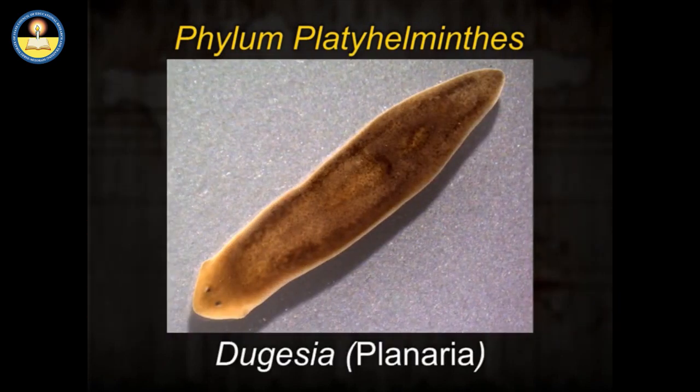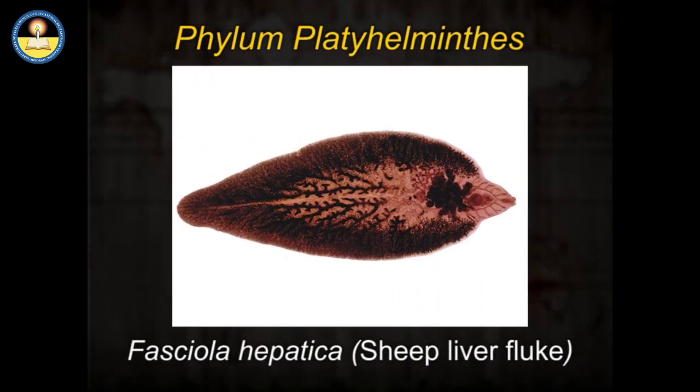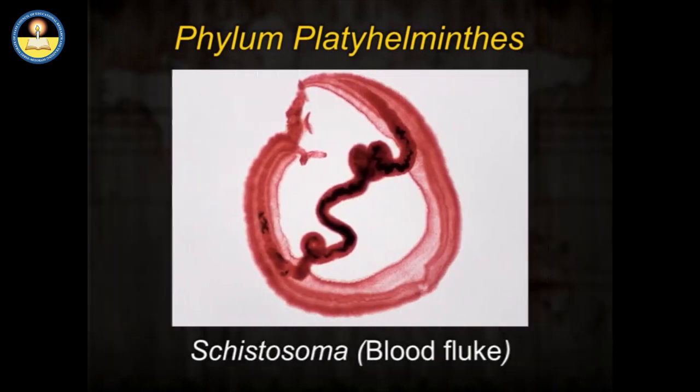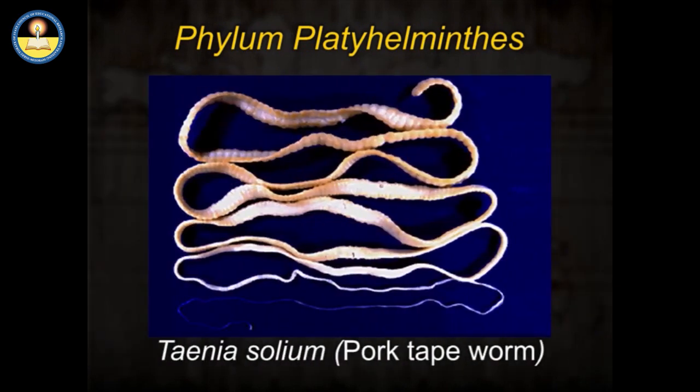Examples: Dugesia, that is planaria; Fasciola hepatica, that is sheep liver fluke; Schistosoma, that is blood fluke; Taenia solium, that is pork tapeworm.